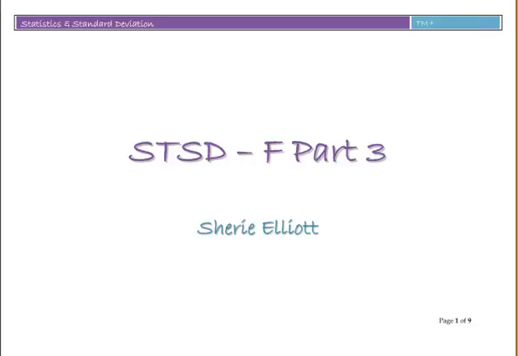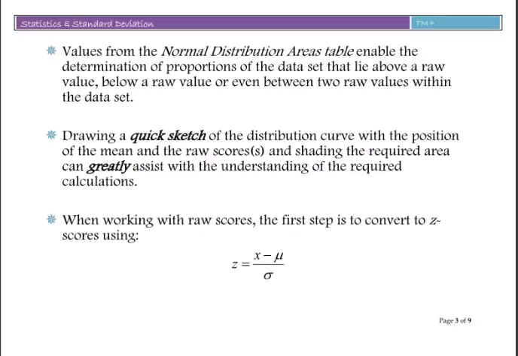This is the third video for section Stsd F. Now, values from the normal distribution areas table that you can find in the appendix of your book enable the determination of proportions of the data set that lie above a raw value, below a raw value, or even between two raw values within a data set.